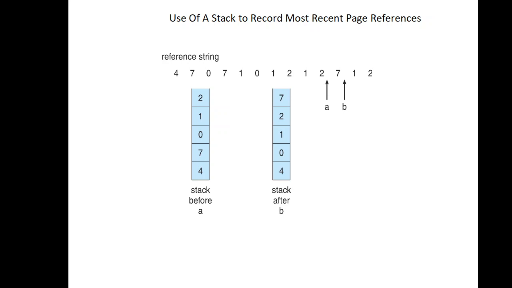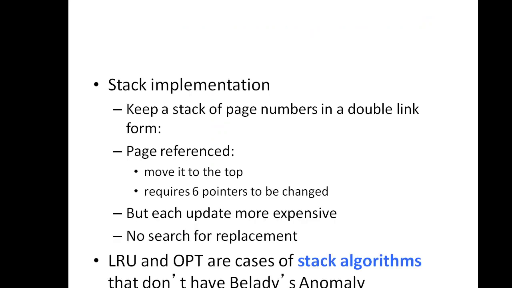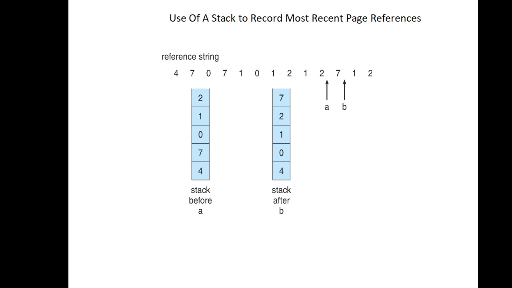The entries must be removed from the middle of the stack here. It is best to implement this approach using a doubly linked list with head and tail pointers. You can see in this figure, when we have inserted 2 it will be at the top of the stack. The next reference is to page 7. You can see where 7 is, it is at the bottom. This value 7 should be removed and kept on the top of the stack. Whichever page you are referencing, that value will come on the top. The other values will just go down toward the bottom of the stack.